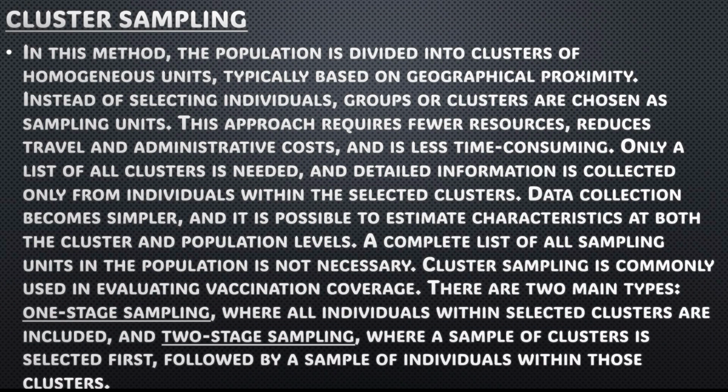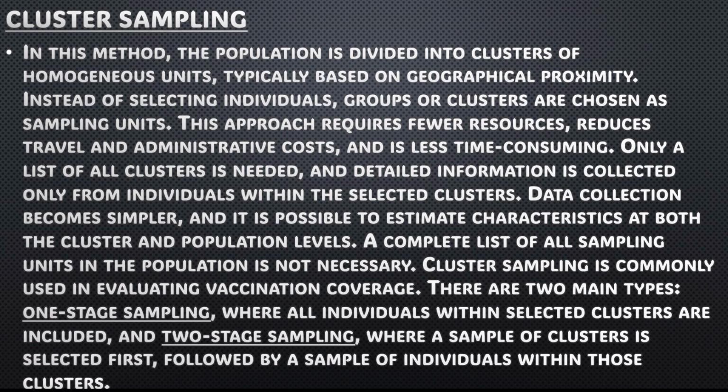Cluster sampling. In this method, the population is divided into clusters of units based on geographical proximity. Instead of selecting individuals, these clusters are selected, and there are two types of cluster sampling. One is one-stage sampling, in which all the individuals belonging to the selected clusters are chosen for the sampling, and two-stage sampling, in which after choosing the clusters randomly, choosing a certain number of individuals within the cluster randomly is done.